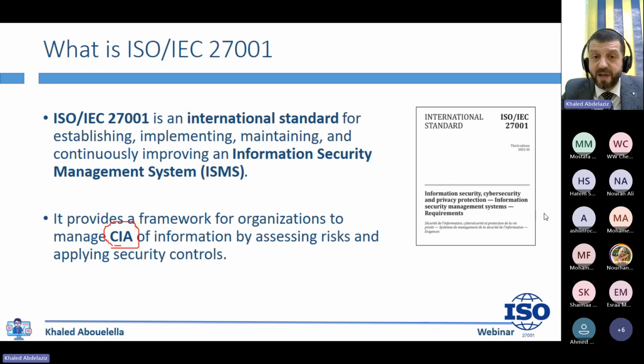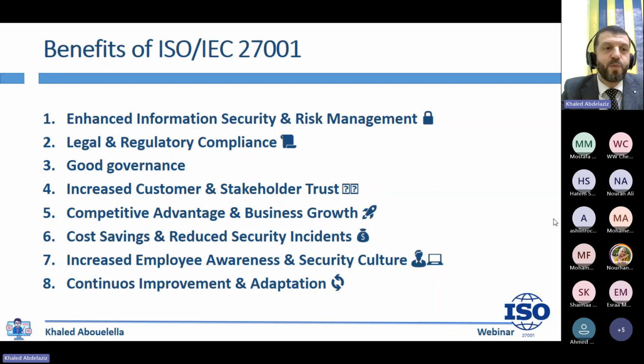That's why the CIA triad is essential when you think about implementing an ISMS, or information security management system, based on ISO 27001, to ensure data protection, compliance, and risk management as well. This is a brief about ISO 27001. Now the benefits. What are the outcomes? Why does implementing an information security management system based on ISO 27001 matter?